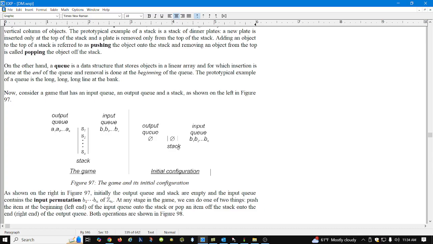On the right side in this figure is the initial state of the game. So the input queue is full, but the output queue is empty and the stack is empty. And we say that the input queue here contains the input permutation. So that'll be B1 through Bn in this figure.